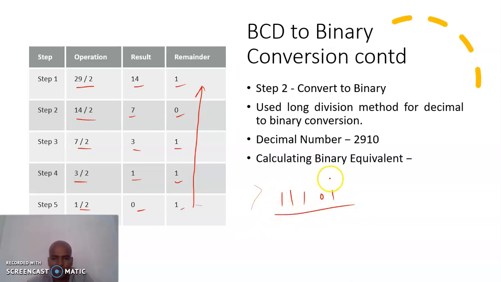Now if you write this in 8421 format, 16 plus 8 is 24, plus 4 is 28, plus 1 is 29. So we got the equivalent binary value for the given decimal value 29. The conversion is over, BCD to binary. First convert BCD to decimal, then decimal to binary.